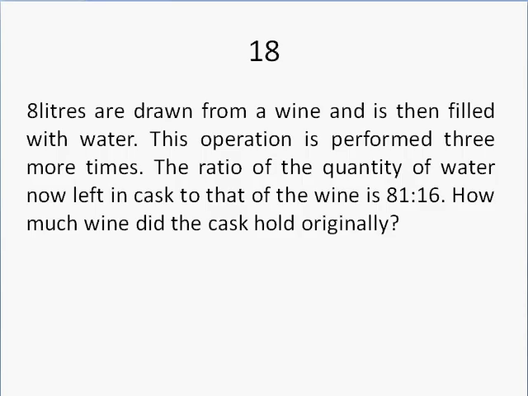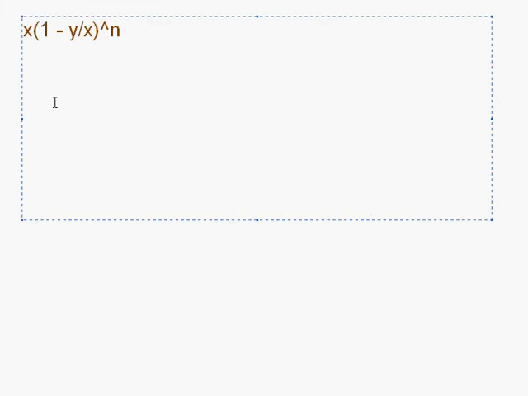8 liters are drawn from a wine and is then filled with water, because 8 liters of liquid is taken out of the pure wine, but we didn't know the quantity of pure wine. We didn't know x, but we know 8 liters is taken out of the wine and is then replaced with water. That particular amount is called y. So y is equal to 8.